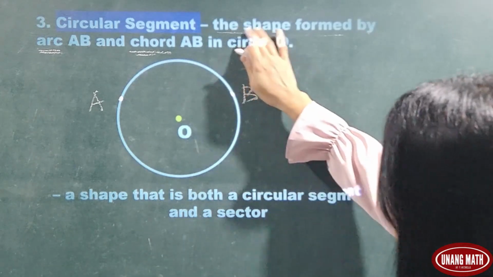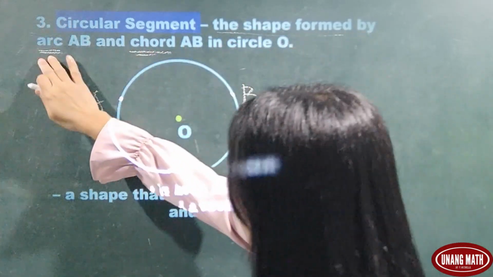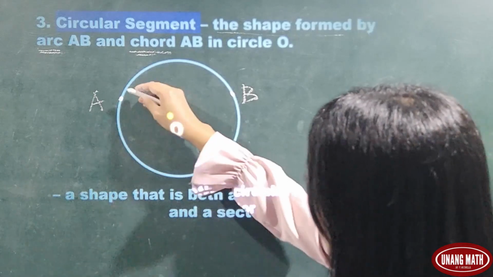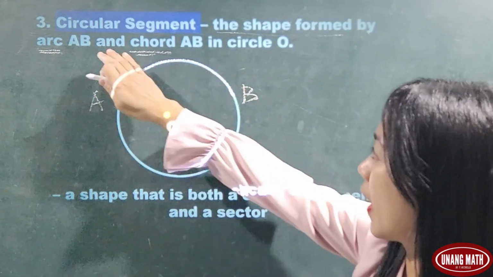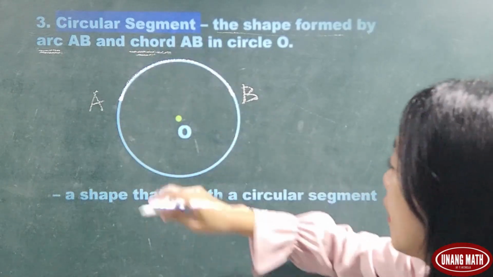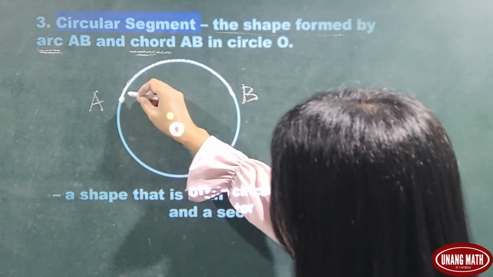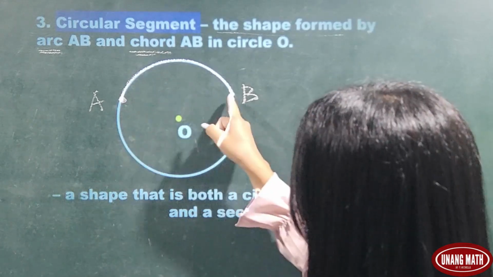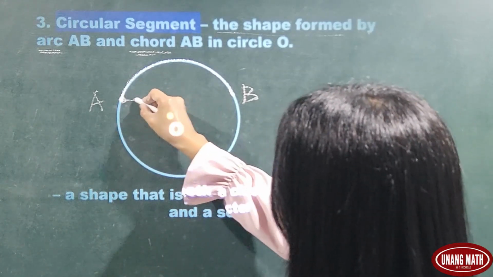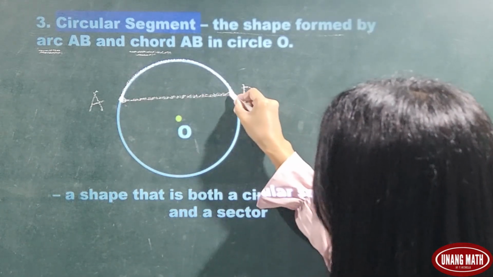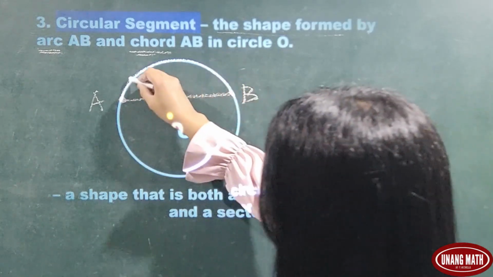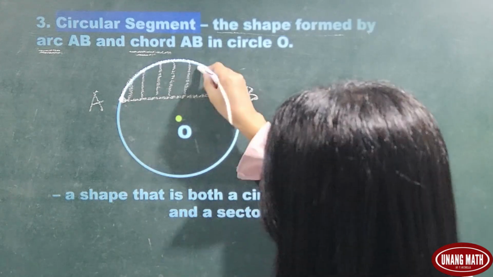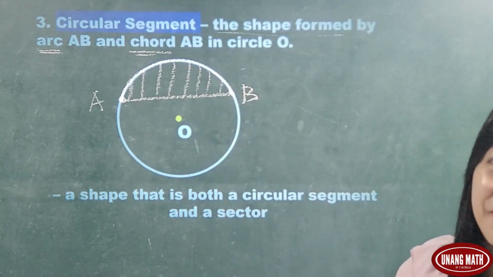Again, this is the shape formed by an arc, so it will be arc AB. Arc AB is this arc, and chord AB. A chord is a line segment, so there should be a starting point and end point. From here up to this point, this is our chord AB. So circular segment is this shape.